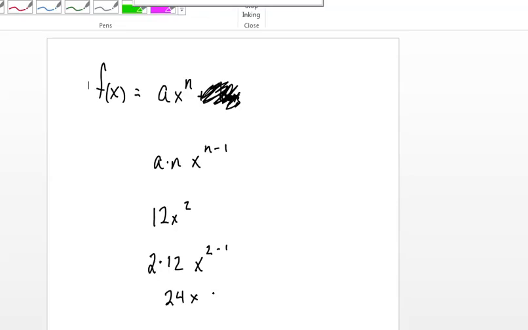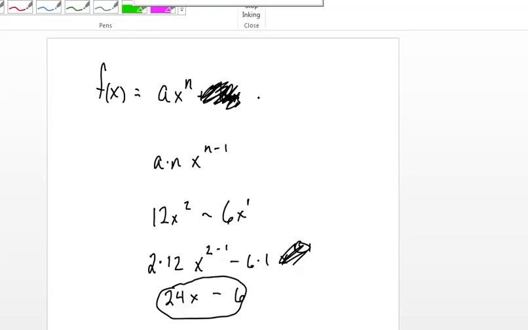So for the other part of that, that was minus 6x, I'd have an exponent of 1. So I'd have negative 6 times 1, and my x would be 1 minus 1, which is 0. That means that x is gone. So I just have negative 6.